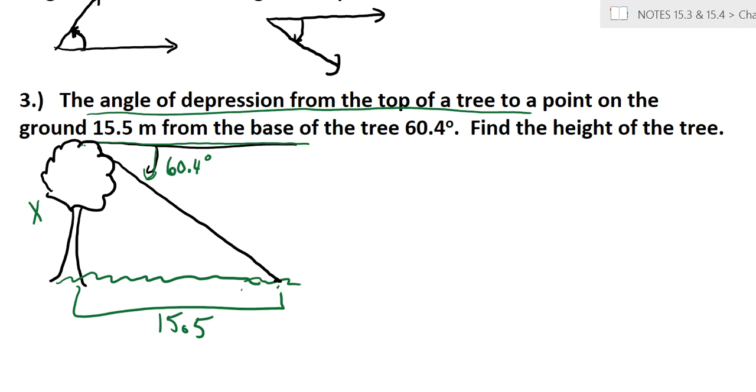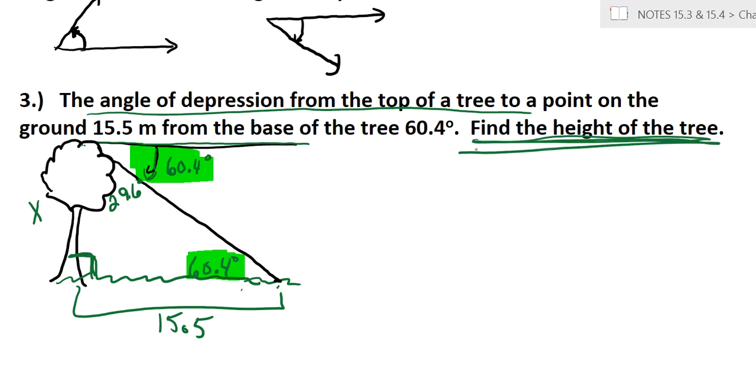Now, what I can get from this information is that if this angle is 60.4, this is also 60.4 based on alternate interior angles being congruent. That's from last year. And you can see that it forms this right triangle. So if I have those angles, I can certainly find this top one if I need it. I can subtract it from 90 degrees. So I get 29.6 degrees. We just need to find the height of the tree though. That's all that we needed to use.